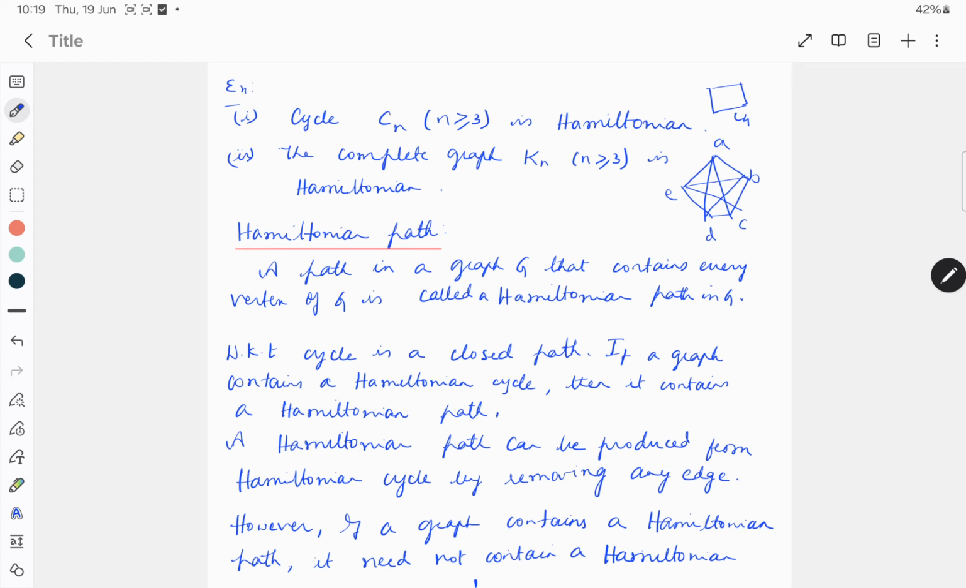Very simple. When you consider the complete graph of order 5, we have A, B, C, D, E vertices in this graph. So in this complete graph, we have a cycle which involves all the 5 vertices, that is A, B, C, D, E, A. So this is a cycle, right? And hence all the complete graphs are Hamiltonian, all the cycles are Hamiltonian.